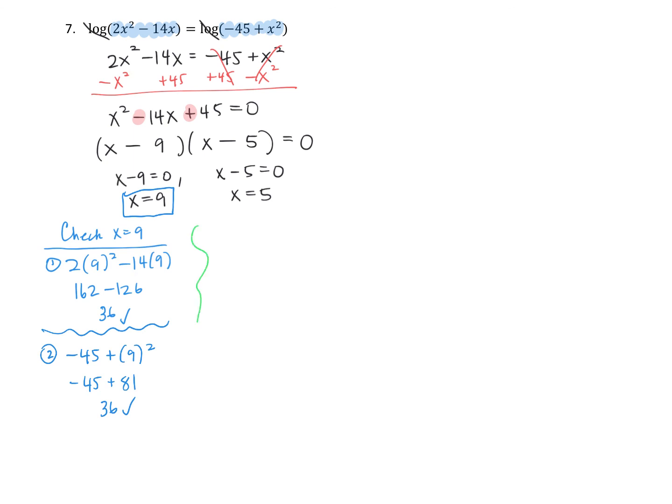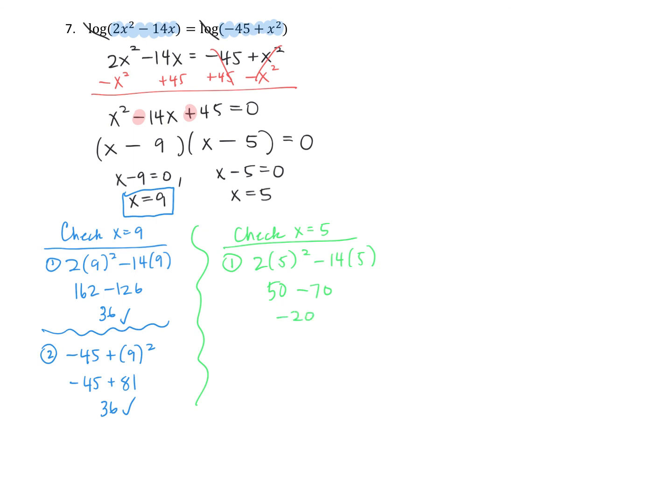And now I'm going to do the same thing with 5. So I'm going to check x equals 5. So in my first argument, I've got 2 times 5 squared minus 14 times 5. So 5 squared is 25, times 2 is 50. 14 times 5 is 70. 50 minus 70 is negative 20.